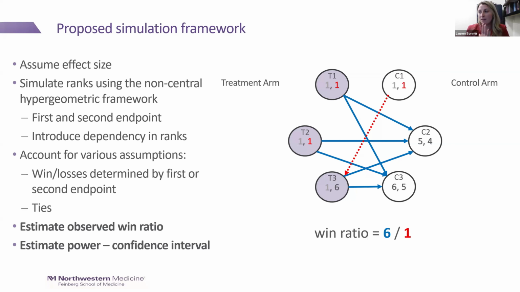I will not show you any of the simulation results. I have a reference to the paper at the end if you're interested, but basically we were able to show that the results in terms of power were consistent if we made assumptions just about the win ratio effect size, or if we made assumptions about the underlying event distributions that would correspond to a similar observed win ratio. So if you don't have that underlying event information, you could use our framework instead. We showed some consistency in terms of power there.